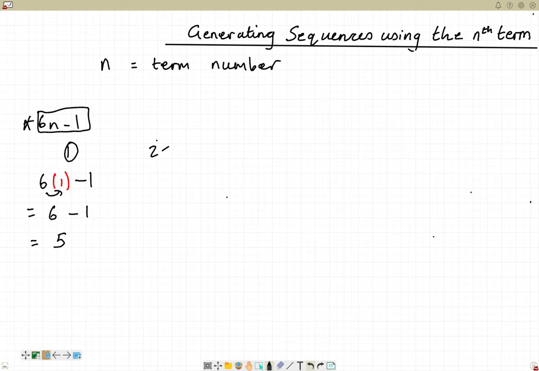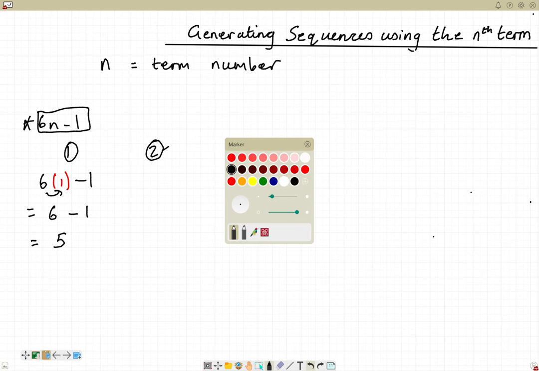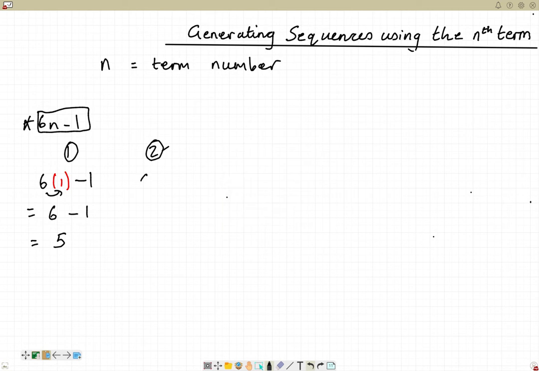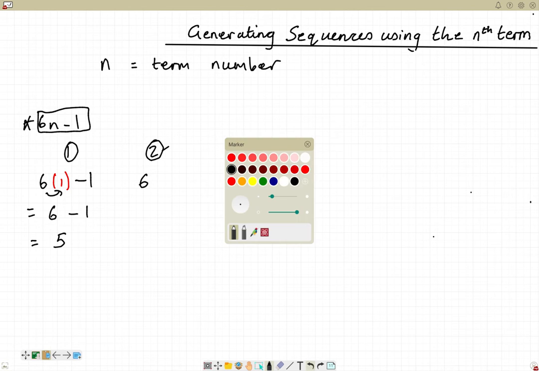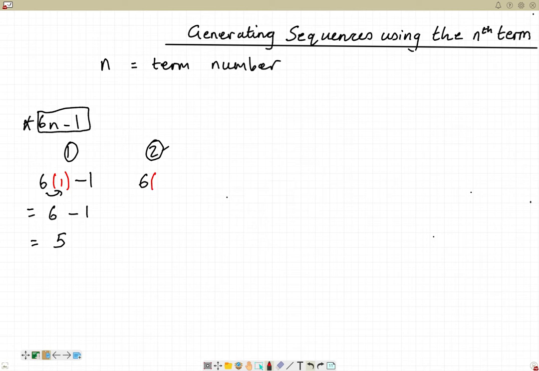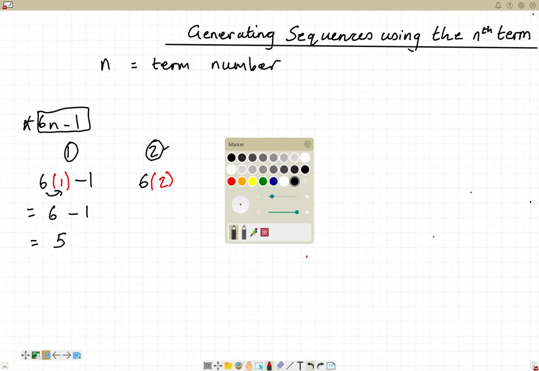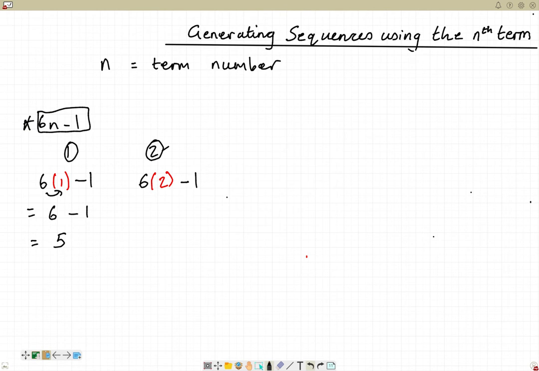Now, to get the second term, I am going to substitute in 2. So 6, brackets, substitute in the 2. So as you can see, whatever I'm substituting in, I'm putting in brackets. So 6 times 2, take away 1. So 6 times 2 is 12, minus 1, that gives me 11.